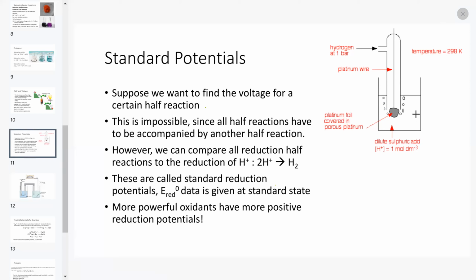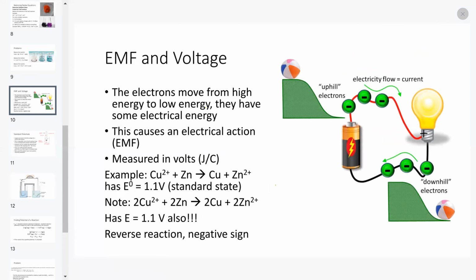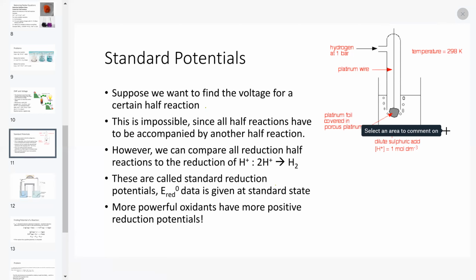And this whole setup is immersed in sulfuric acid, actually usually hydrochloric acid, with a concentration of 1 molar. So H plus equals 1 mole per liter. And the temperature, of course, is at 298 Kelvin. And we hook this electrode up to the electrode we want to study. We can measure the voltage, and we can tabulate all of these values to get what we call standard reduction potentials. And what I want you to notice is that the more powerful oxidants have more positive reduction potentials.